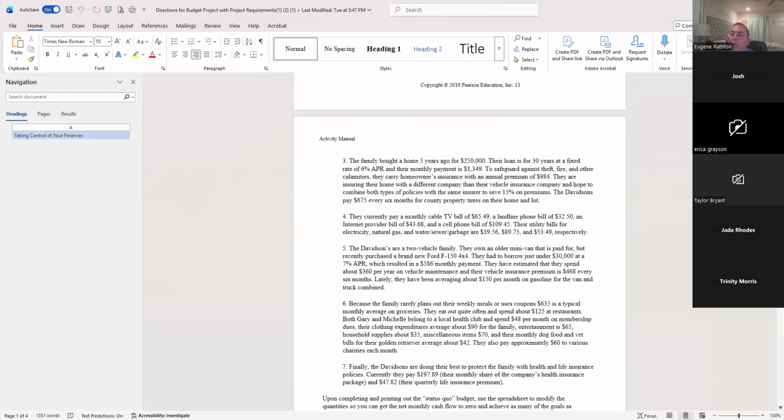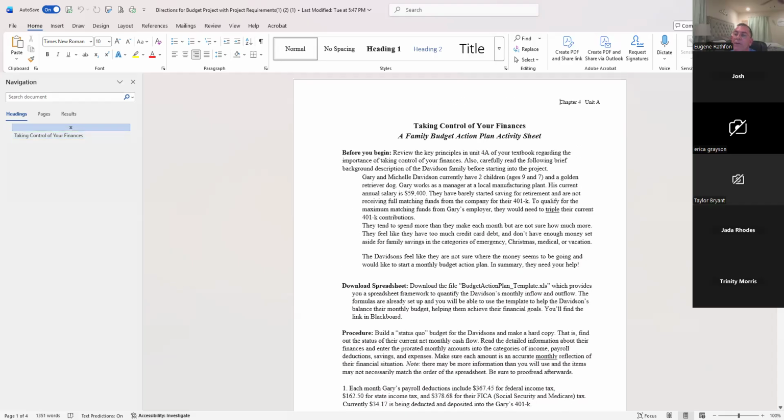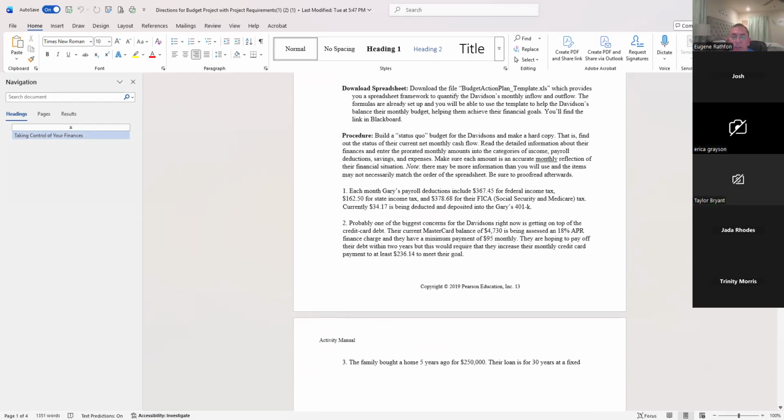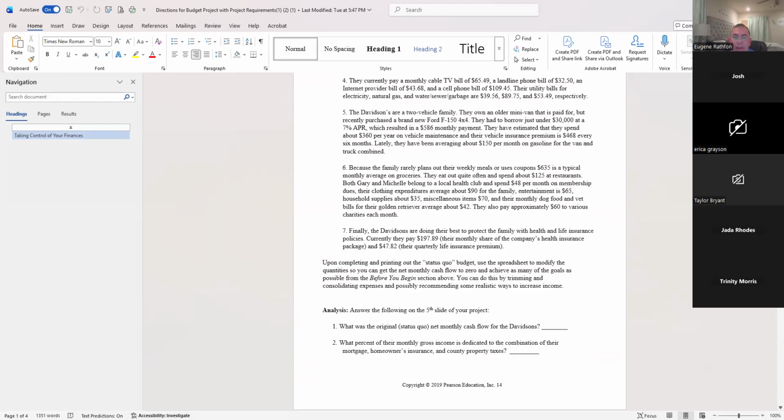So what we're going to do, we're going to fill everything out. Usually they're in the red on their budget. So we're going to figure out for our activity what we can do to give them a positive cash flow for the month. Okay, so if you want to sort of look at it before Thursday, you can do that, okay?